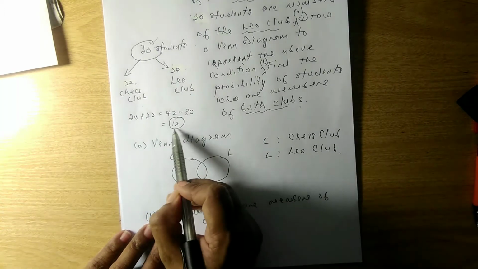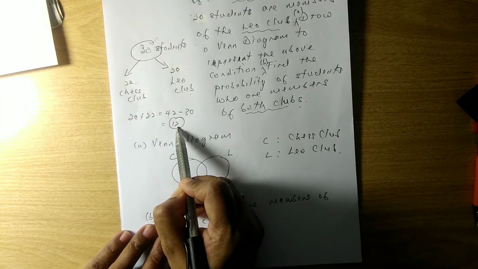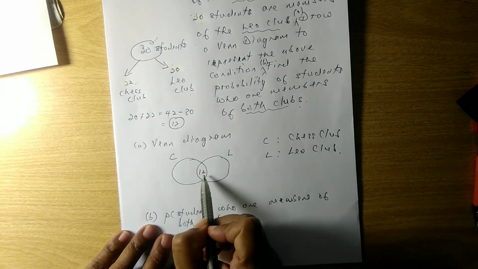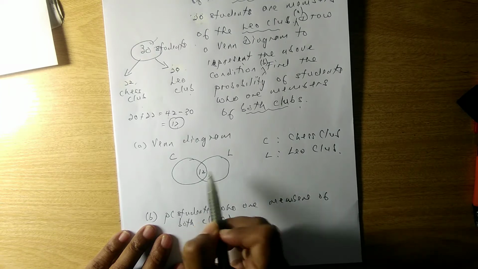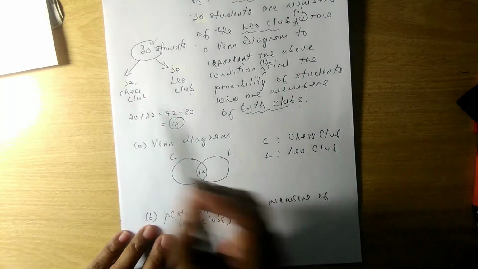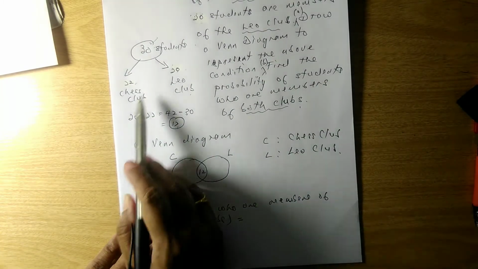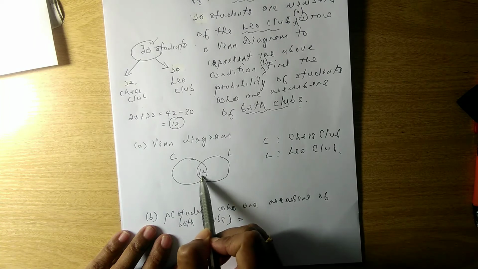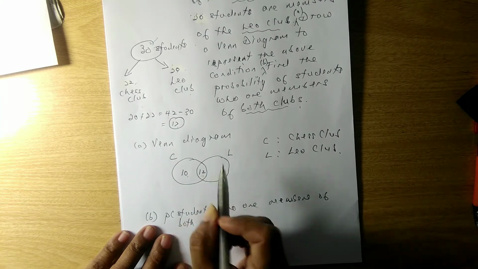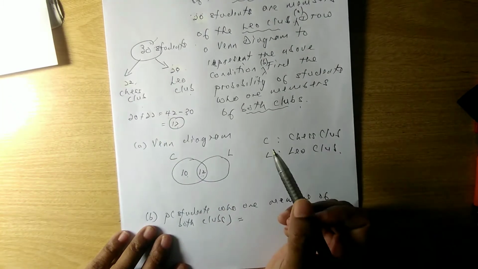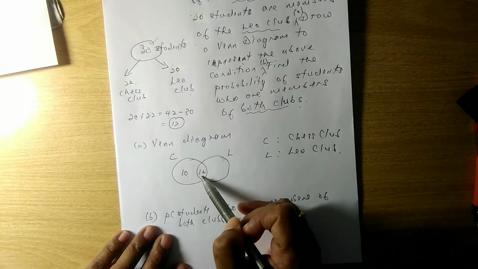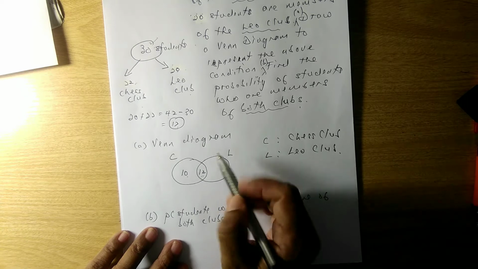Now, out of this 12, they say 22 students are members of the chess club. So this is my chess club. I've got 22 members all in. I've already got 12 here, so the remainder is 10. So 10 and 12 will make up to 22 members. Likewise for your Leo club, altogether I've got 20. There's already 12 here, so this will be 8. So this is how your Venn diagram would look.